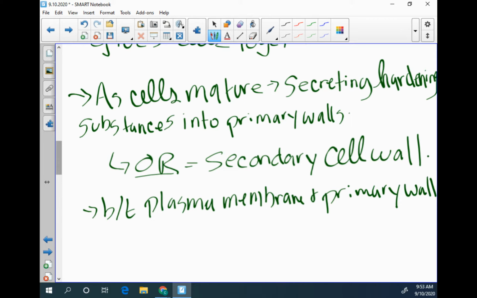So if this is our cell, and we've got our primary cell wall, and this was our plasma membrane, our secondary cell wall would be between the two. Because the cell's not going to build it outside of the primary wall, they're just going to put stuff into that space between the plasma membrane and the cell wall.